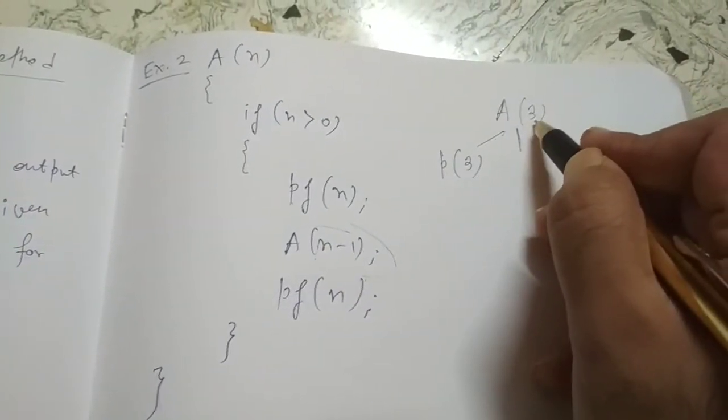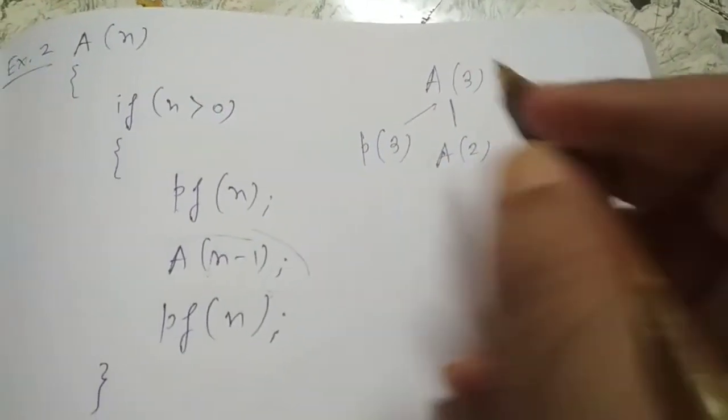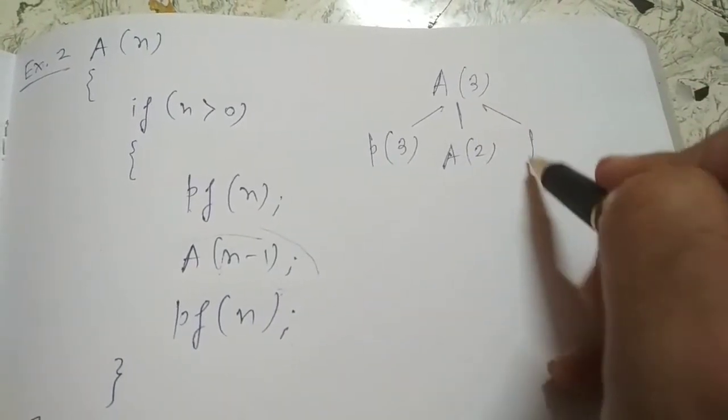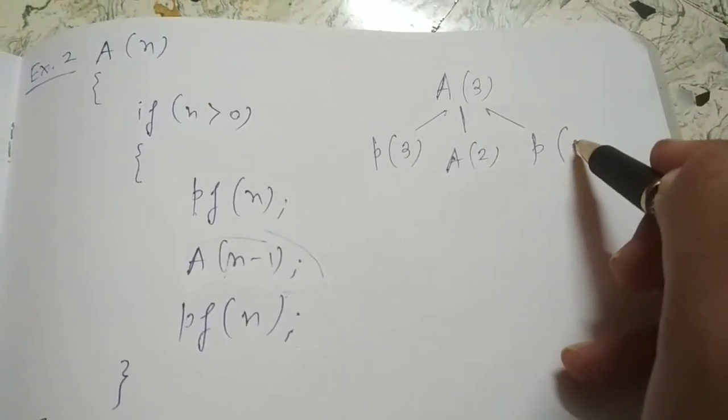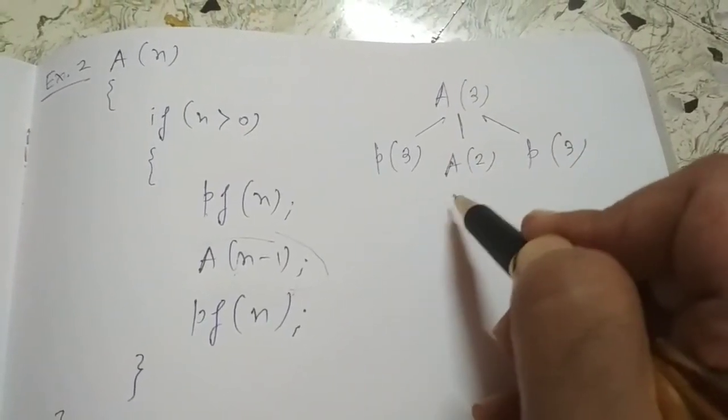And here you make a call to n minus 1. What is the value of n? The value of n is 3. So you make a call to a of 2. And then there is another printf statement. So you make another print of 3. Now there is an a of 2, so you need to expand on this.